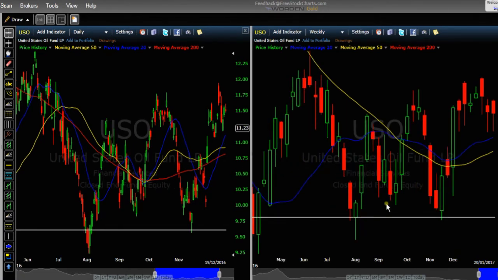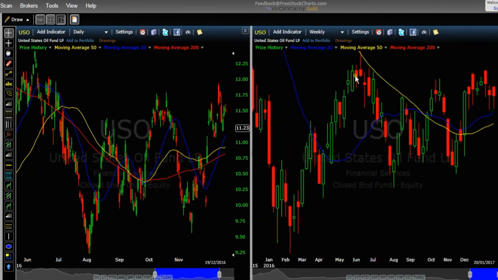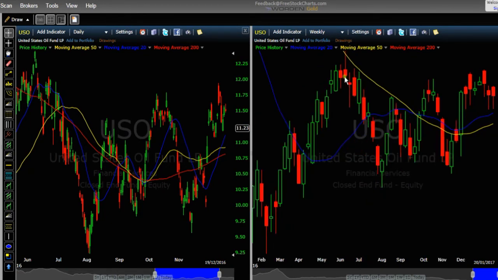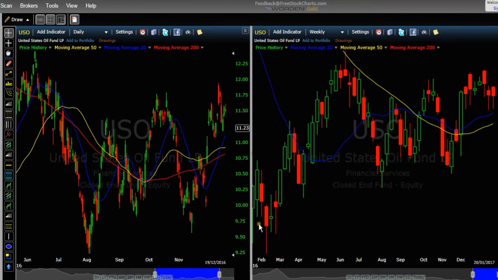Furthermore, let me show you another example of where this occurred on USO. Let me just get rid of this line. Looking back to June 2016, again we've got another topping tail here. So again, you see a topping tail on the weekly chart indicating the stock or the ETF has made a top and the price came crashing down over the next 3 months.